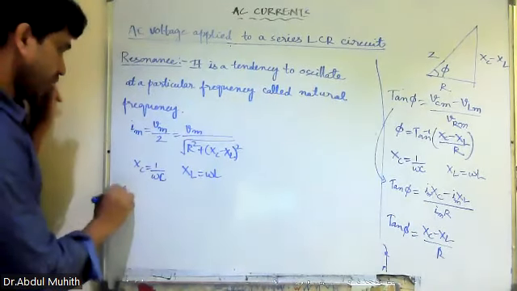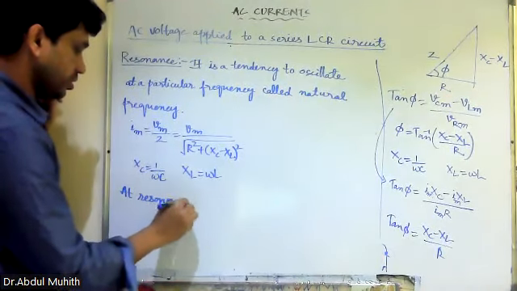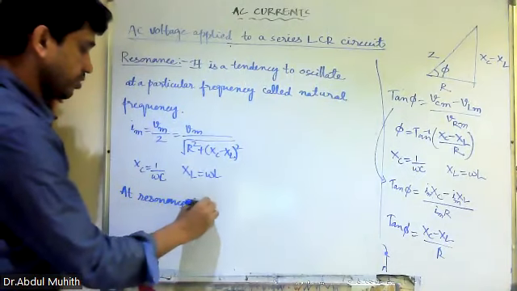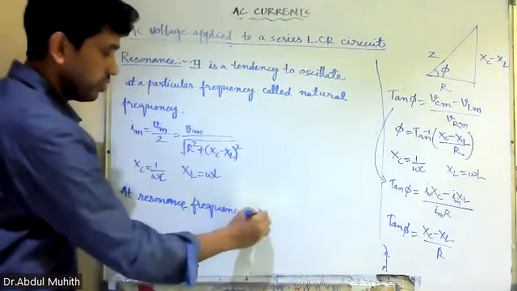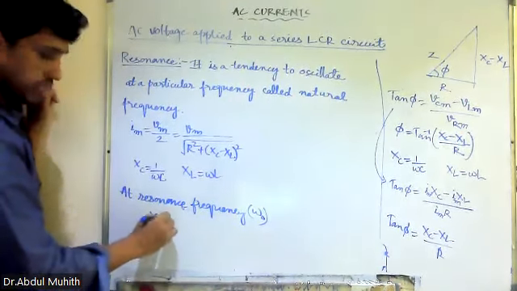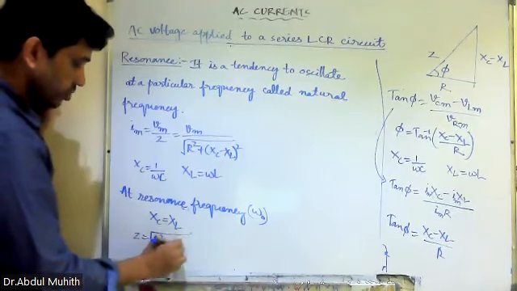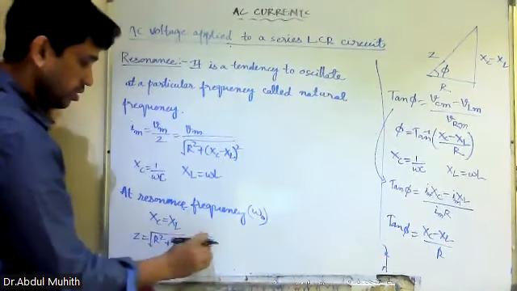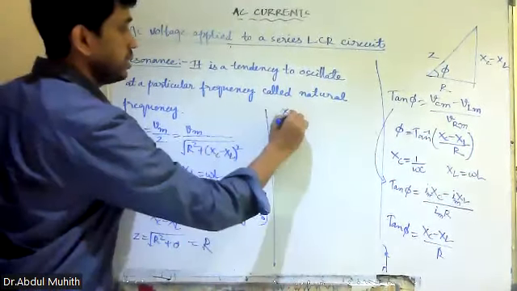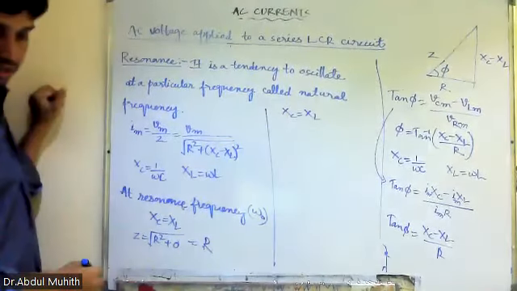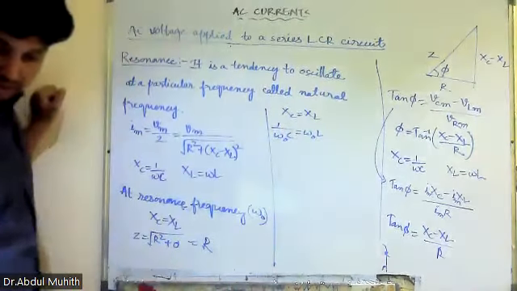At resonance frequency, what will happen? We write omega 0 here. XC will become equal to XL, and Z is equal to under root of R square plus 0, which becomes R square, and under root of that is R. That is the resonance condition. Also at that time XC will be equal to XL, so 1 by omega naught C is equal to omega 0 into L.